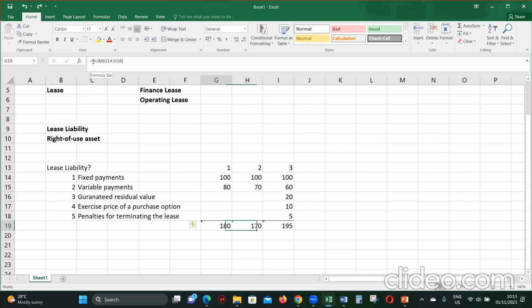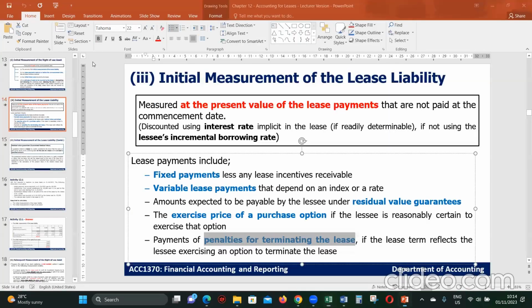Because of that, we need to do what? We need to discount these things. Discount these values. How can we discount? There are 2 things you can use.